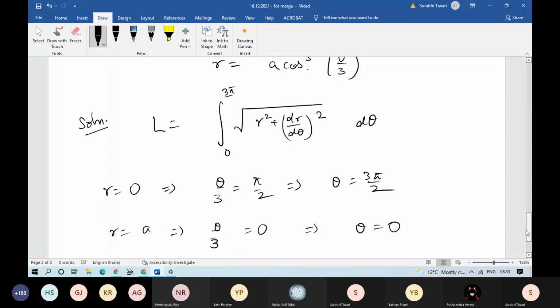The negative sign doesn't matter because we are calculating the length of the arc. Theek, dono karke dikha diye. Either you write 3 pi by 2 to 0 as we have done in the previous example, or you can write 0 to 3 pi by 2. The sign will not matter. Now you put the values of r square and dr by d theta, the whole square, and then you calculate the length of the arc.